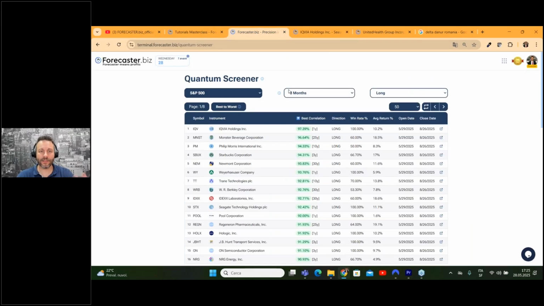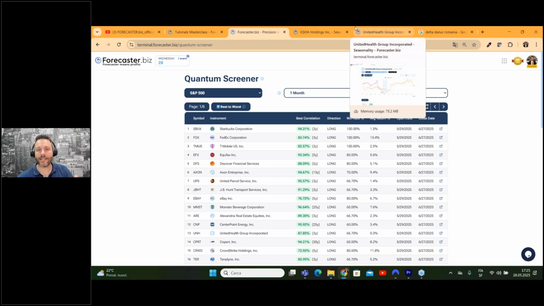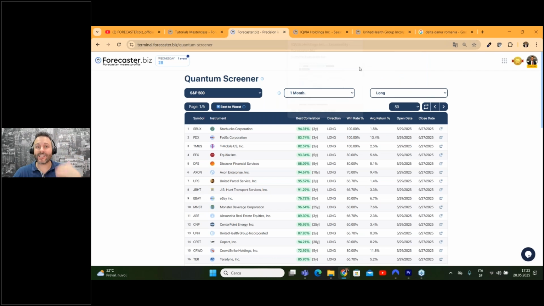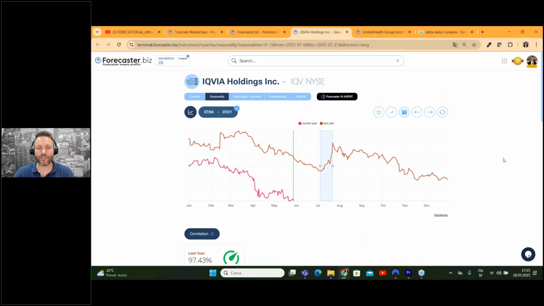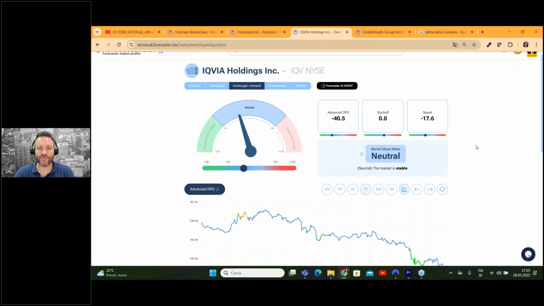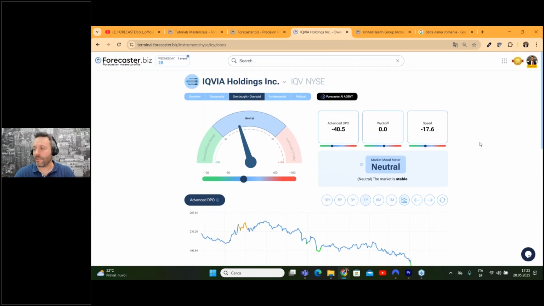So you can start from the quantum screener. You can choose the time frame you would like to trade. You can choose the direction, long, short, or both long and short, and then the system gives you, let's say, the best opportunities. Once you have the best opportunities, you can go deeper and you can use your own trading strategy, your entry points, or you can use, for example, the overbought and oversold. I mean, the timing for the entry, it's up to you. Okay?